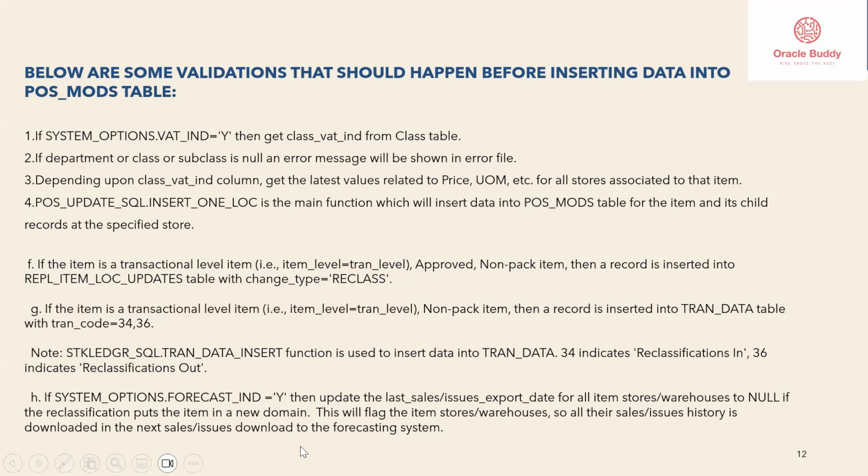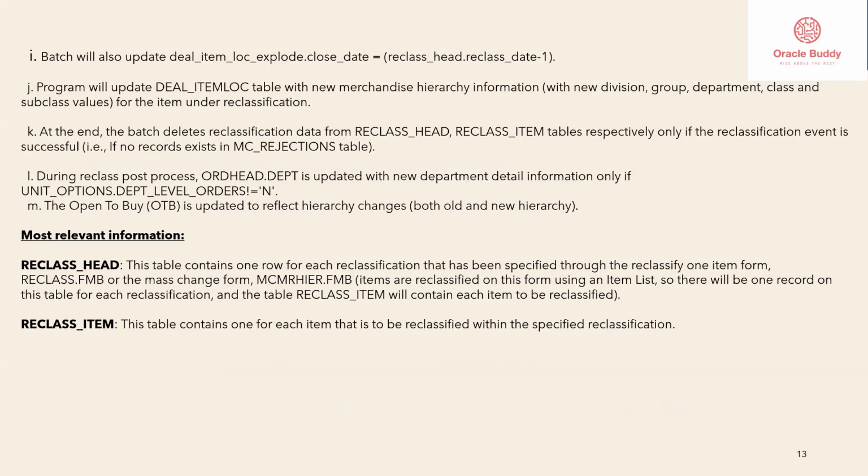If system option forecast indicator is Y, then update the last sales issue export date for all item store warehouses to null. If the reclassification puts the item in a new domain, this will flag the item store warehouse so all their sales issues history is downloaded in the next sales issue download for the forecasting system. Batch will also update deal item log, setting the close date equal to reclass head reclass date minus 1. The program will update the deal item log table with new merchandise hierarchy information for the item under reclassification.